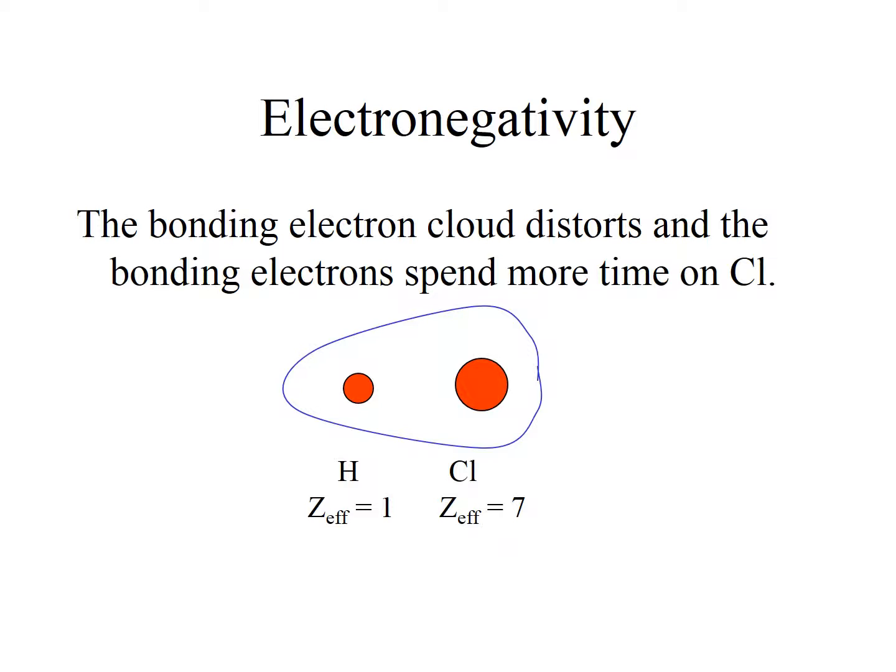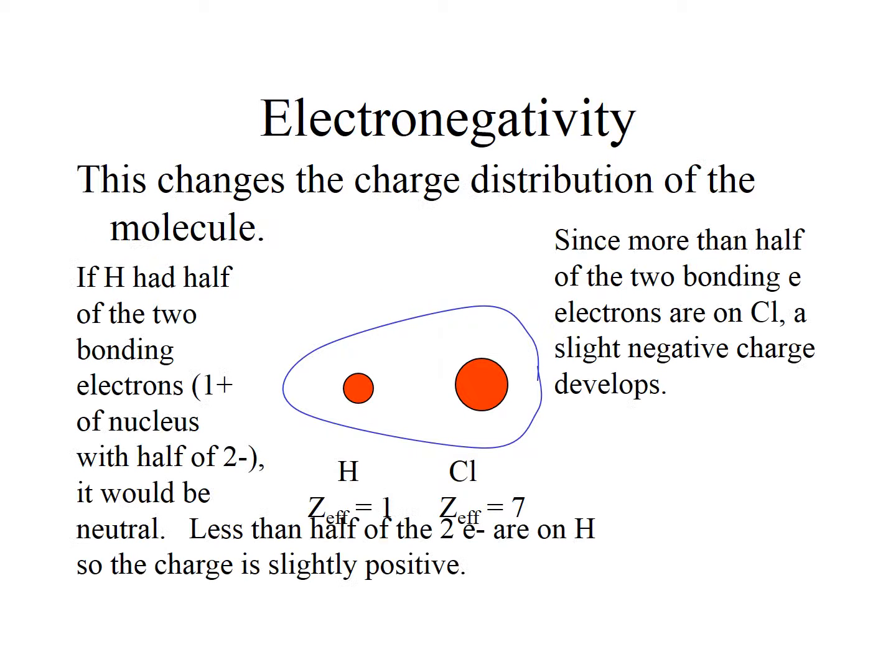When you shift the electron cloud over there, that causes negative charge to be drawn toward the chlorine and away from the hydrogen. This causes a slight positive charge to develop on the hydrogen and a slight negative charge to develop on the chlorine. It's not a full positive or a full negative, it's slight.